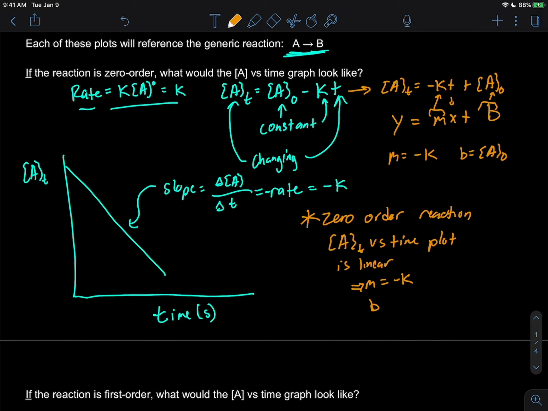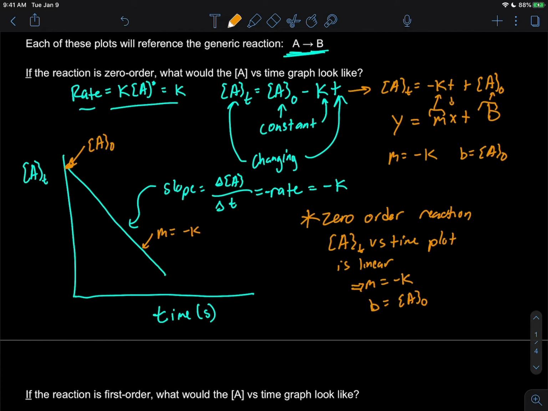We could also see that our y-intercept is equal to our original concentration. So our y-intercept is our original concentration, and again, our slope is equal to negative k. If we plotted this, we could actually receive some good information about the kinetics of our reaction, in this case the rate law expression and rate constant. So that's a zero order reaction.